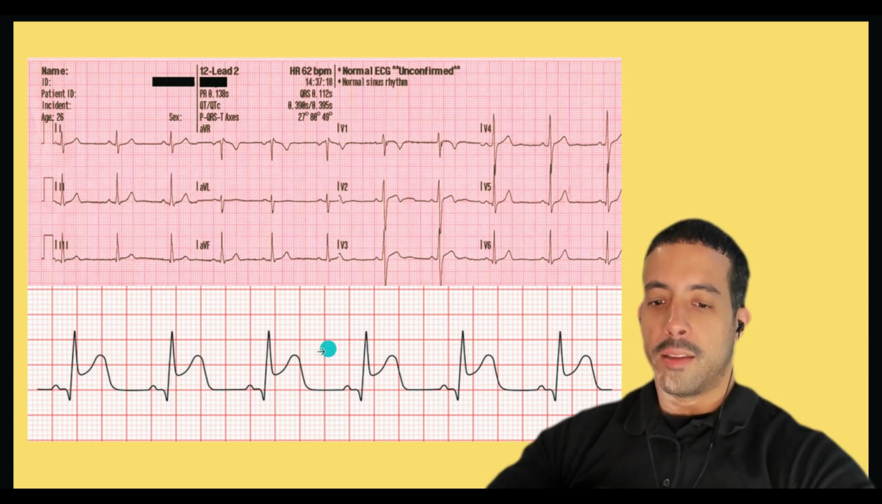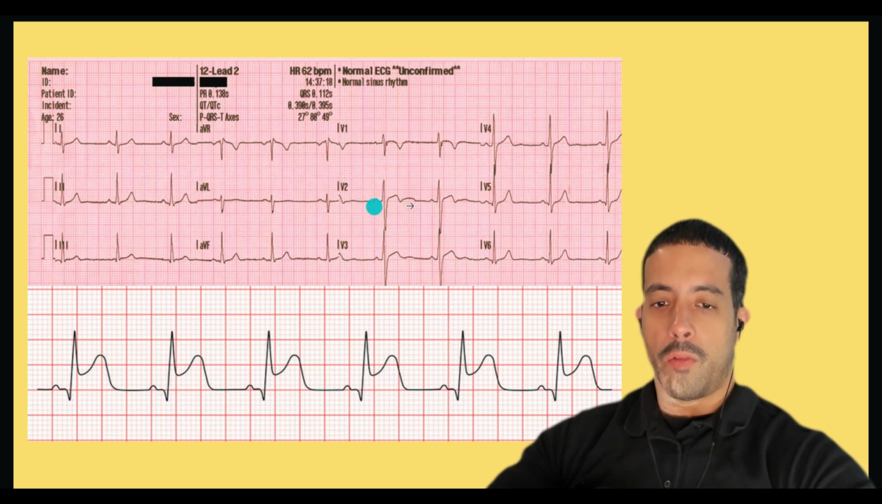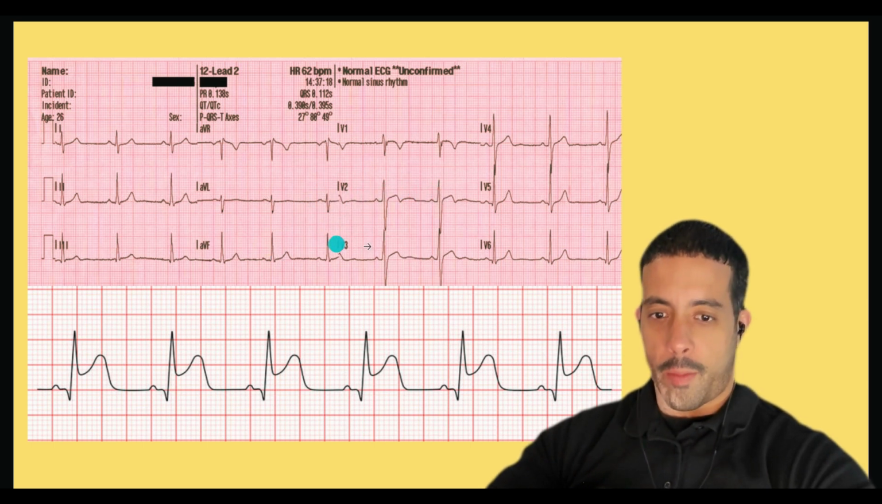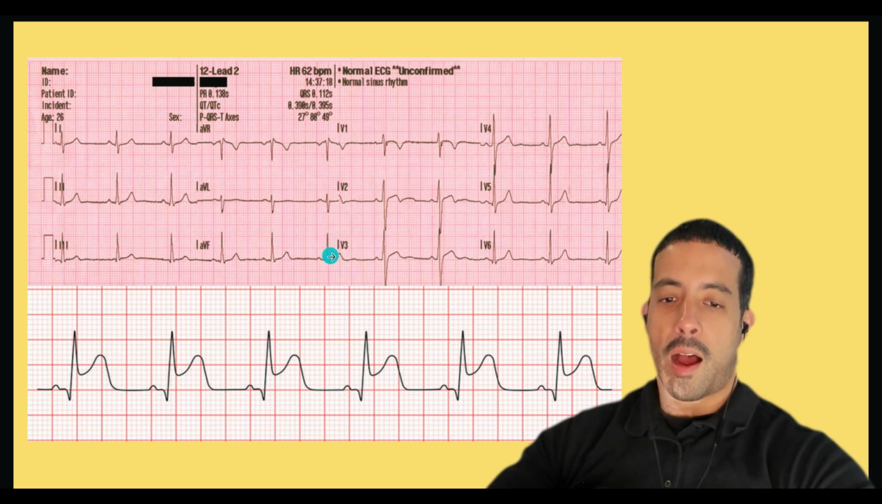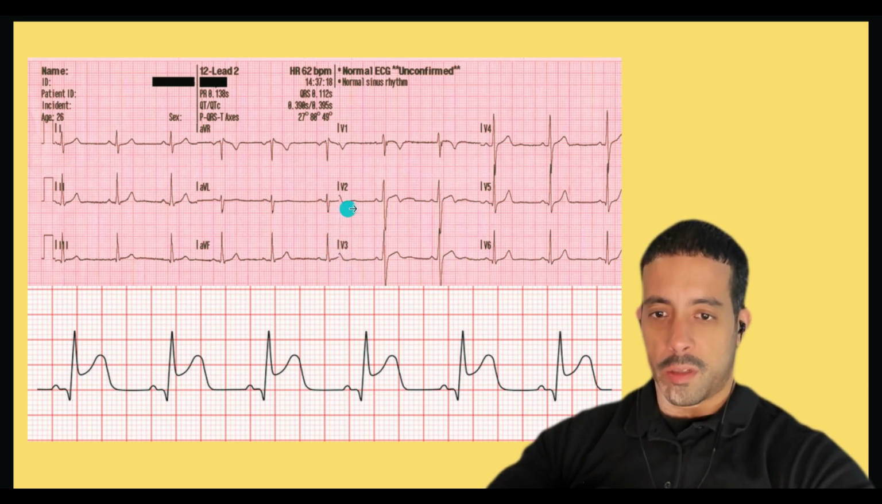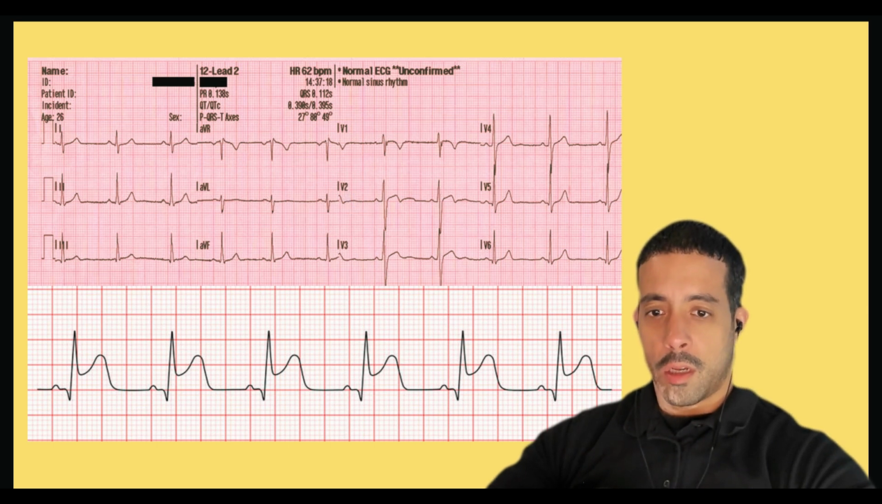So what I mean is, this would not be diagnosed as an MI unless you see this on V1 and V2 simultaneously. Because if you see it on V2 and V3, the odds of that happening are very slim. But if it were to happen, you would have to consult with your online medical control to see how they want to interpret this.